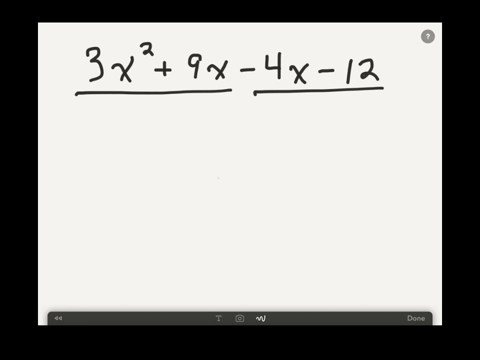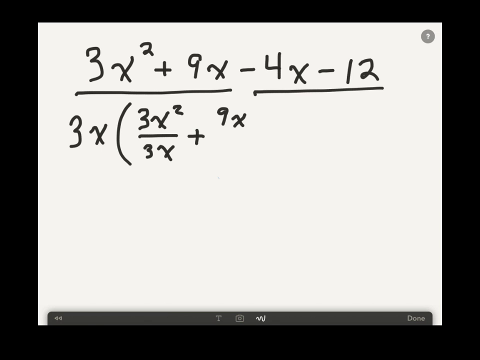For the first pair, I see that both of the terms contain a 3 and they both contain an x. And so here's one of the things that we do in our head. When we bring the 3x out front, we are really compensating by dividing by 3x inside. So we're multiplying by 3x outside, and we compensate by dividing by 3x inside.